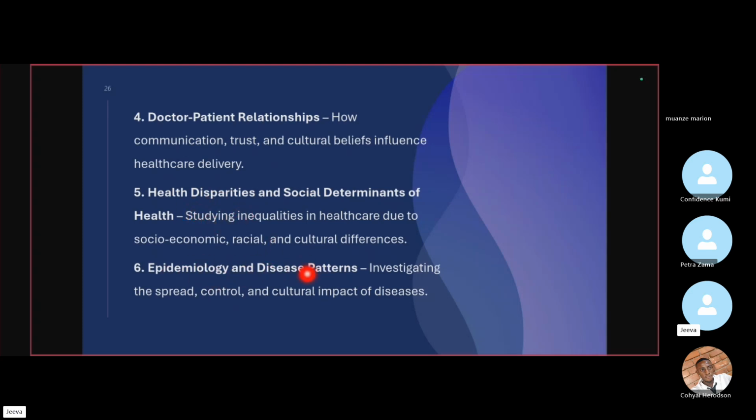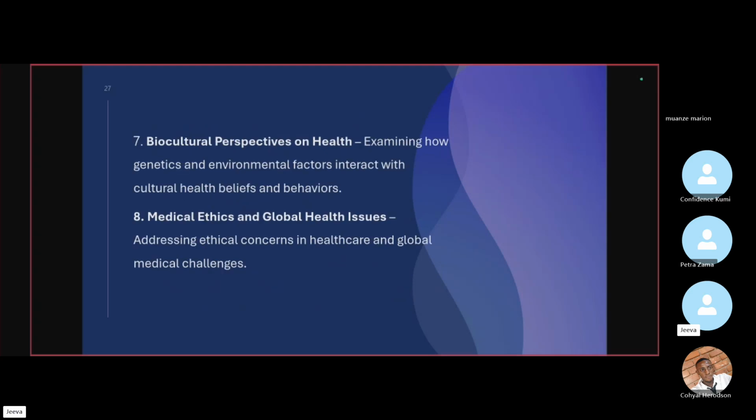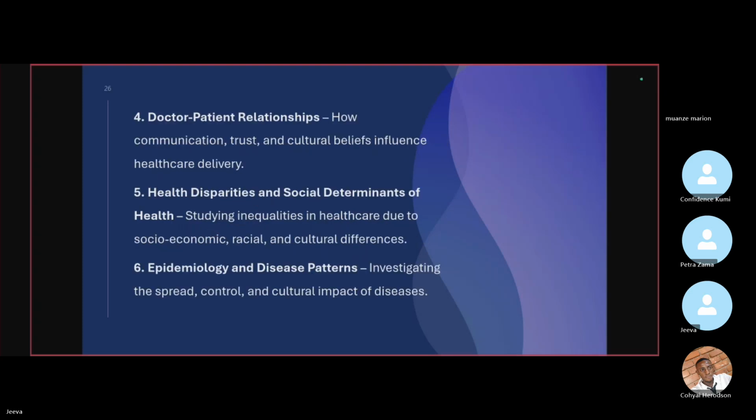Then what is epidemiology and disease pattern? It will look at how a disease has been spread in the community, how that disease can be controlled, and what the impact of the disease is. Then it will also examine the biocultural perspectives, that is how genetic as well as environmental factors can affect health, and how cultural beliefs about health and people's behavior affect the healthcare system, and what the various challenges are that they have to face globally. So these are the areas where medical anthropology has a scope, or has a role. Okay, clear?